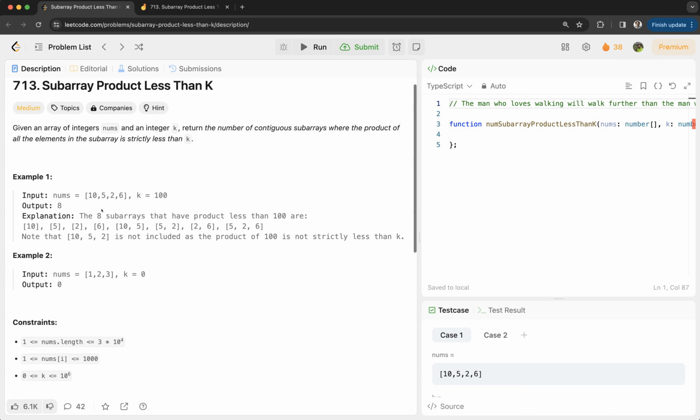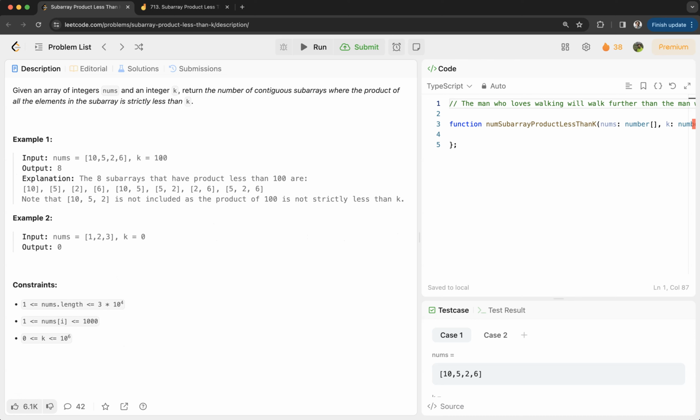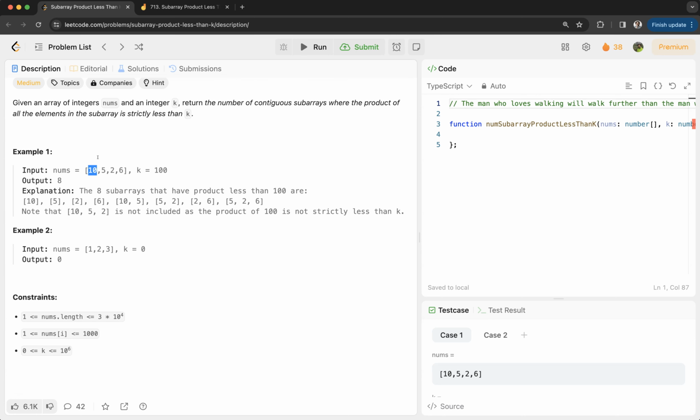So in this case, let's look at example 1. So k is 100, and we have 10, 5, 2, 6. One way of counting the number of subarrays is to count the ones that start from 10. If you start at 10, you can end at 10, or you can end at 5. So there are two of them. That would be 10, and that would be 10, 5.